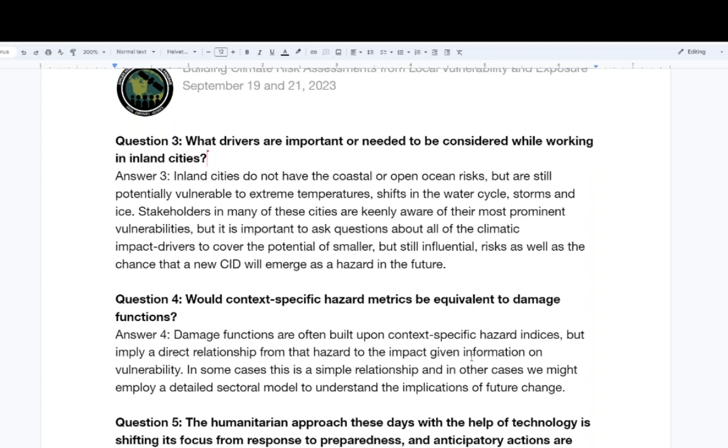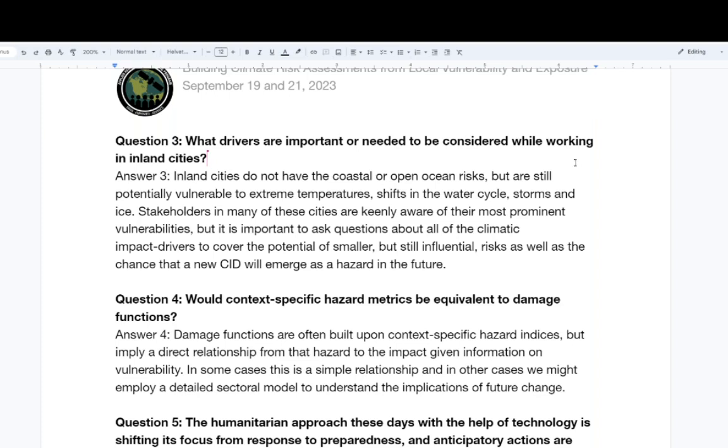So oftentimes there will be extreme temperatures or shifts in the water cycle or storms or cryosphere ice type hazards that are under consideration. In most cases, when you speak with stakeholders, they are keenly aware of at least a few prominent vulnerabilities. So you might talk to somebody in Eastern Oregon and they are very aware of the risk of fire, or somebody in parts of the South that are very worried about extreme heat events.